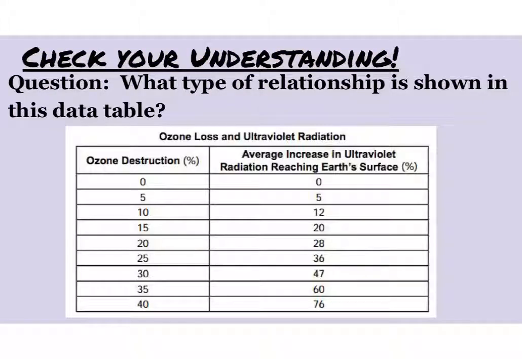Here's another one to see if you get it. This is a little bit different. This is not a graph. This is a data table. What type of relationship is shown in this data table?